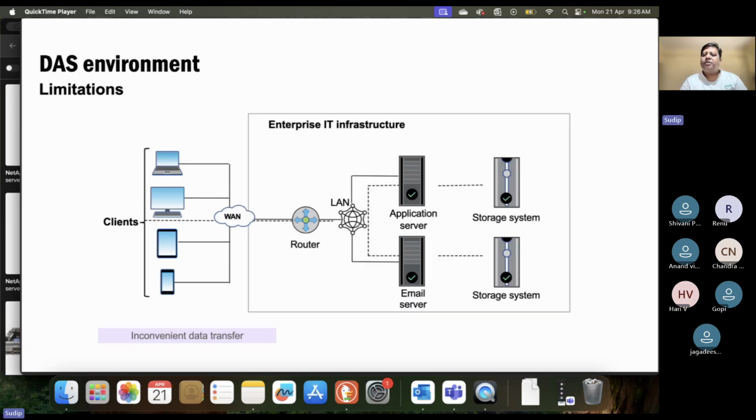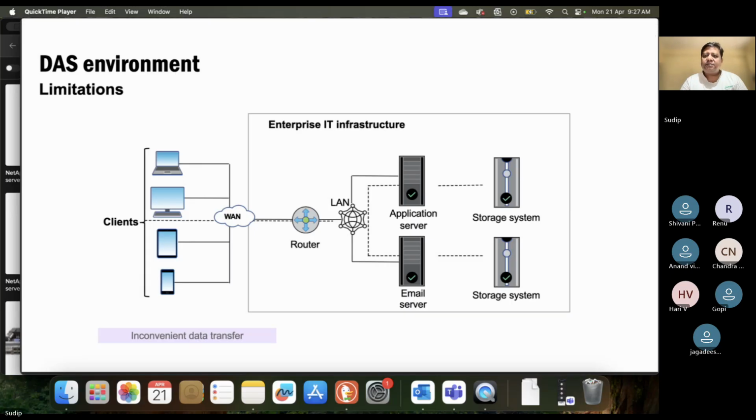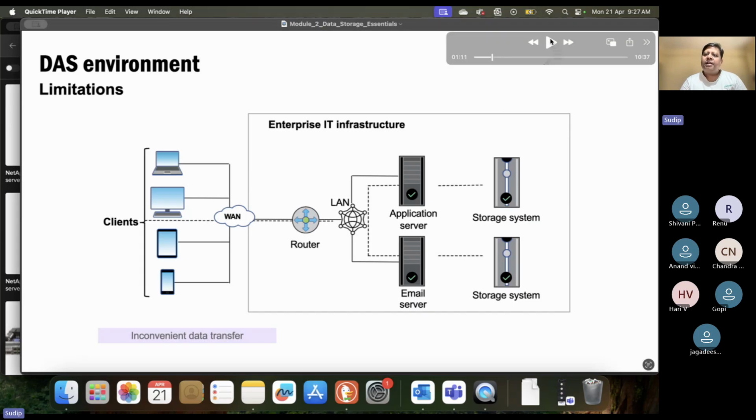Okay. So let's take this example. The first storage system that you see on the top is physically connected only to this application server. So can this email server read and write data to the first storage system in a DAS architecture? No, it can't, because it's not connected. How will it get access? Absolutely right, Hari. That is a very good explanation.